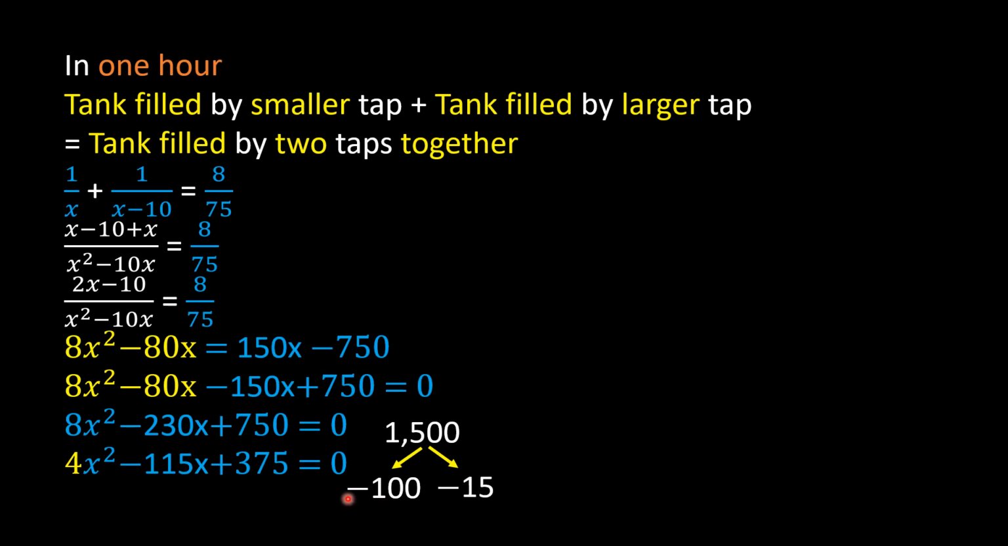Two such factors are minus 100 and minus 15 because minus 100 minus 15 is minus 115 and minus 100 multiplied by minus 15 is 1500. Now with the help of these two numbers, we will write the factors as x minus 100 divided by 4, where 4 is the coefficient of x squared. Second factor is x minus 15 divided by 4, where 4 is the coefficient of x squared.